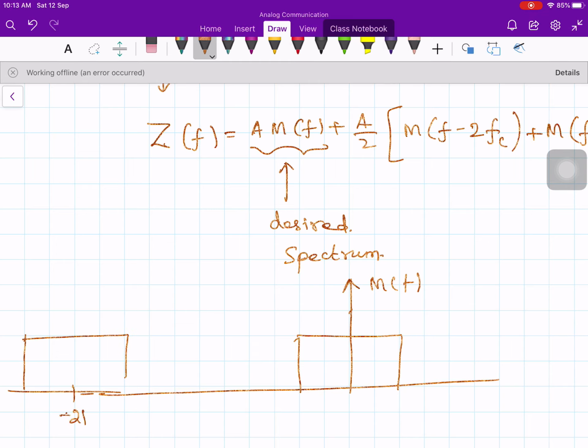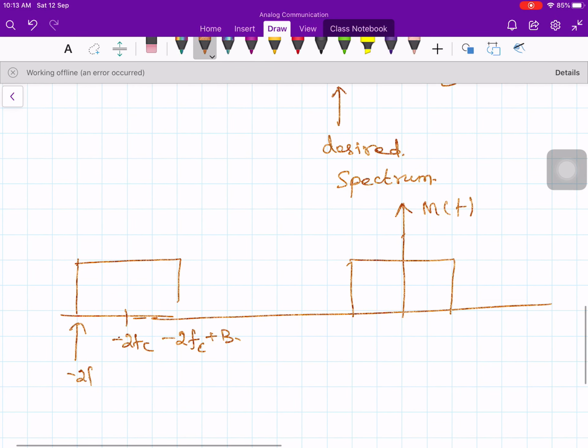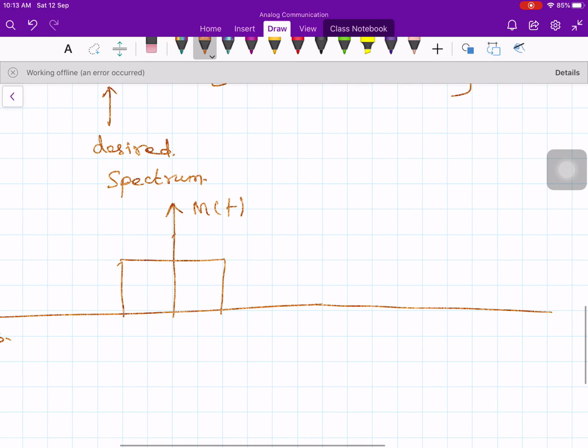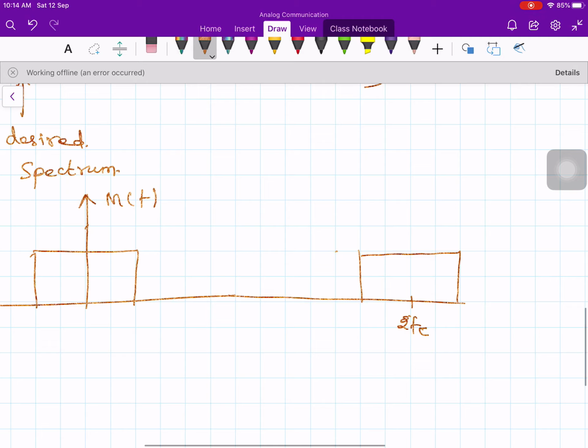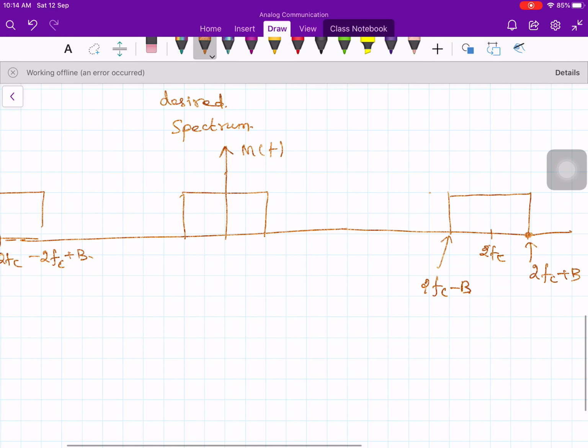This is minus 2fc plus b, and this one is minus 2fc minus b. If you come this side, then it may have like this, that is 2fc, and this one is 2fc plus b, and this point is 2fc minus b. Okay.